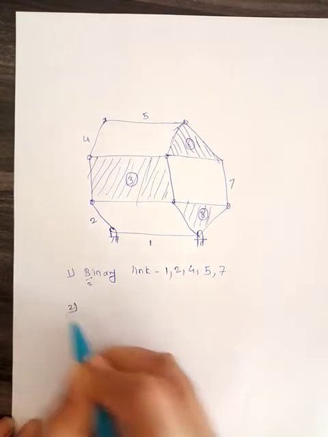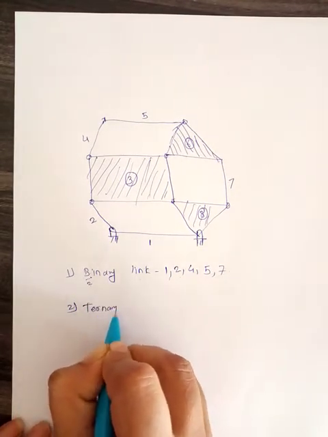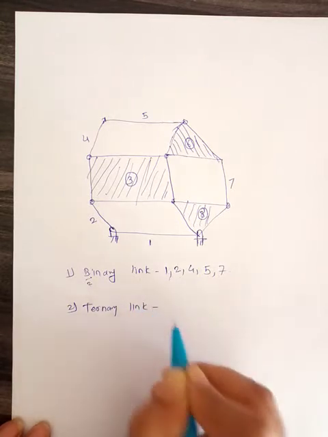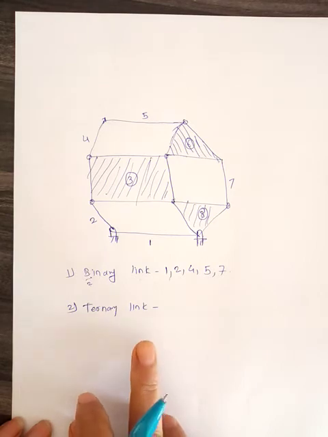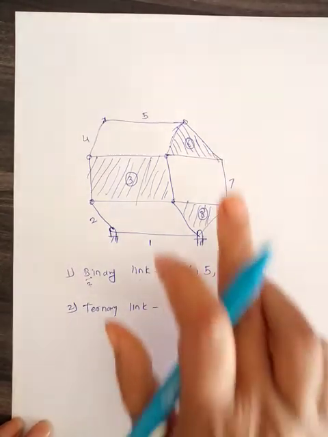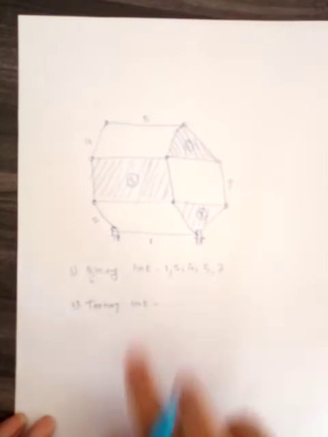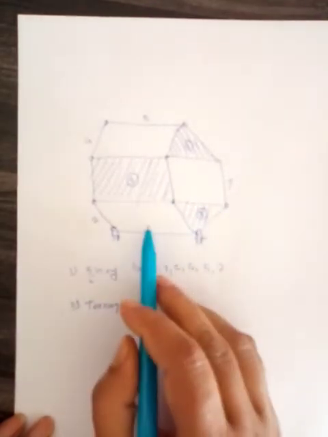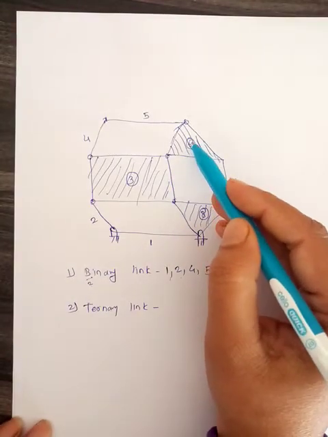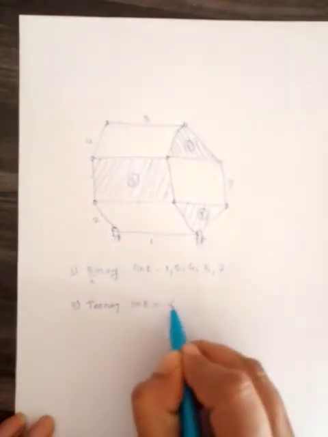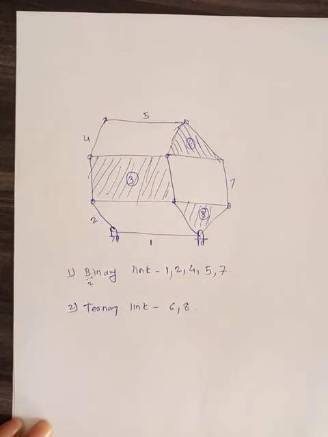Second will be the ternary link. What is the ternary link? A ternary link is nothing but a link attached at three different points. In this mechanism, how many ternary links are there? Link 6 is a ternary link and link 8 is a ternary link.